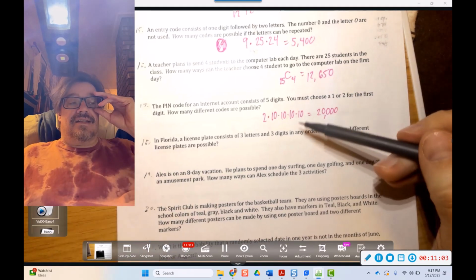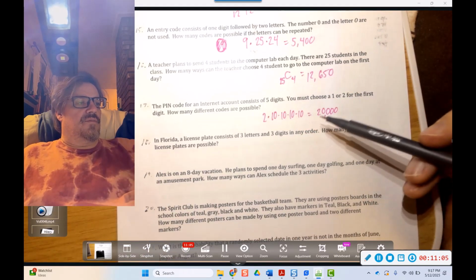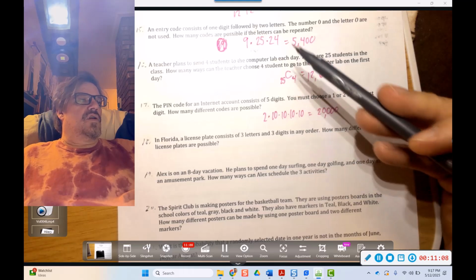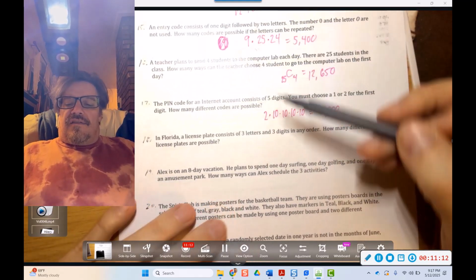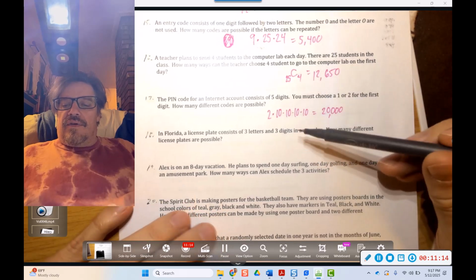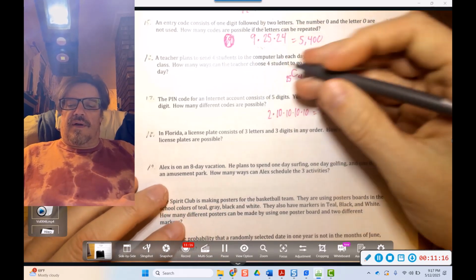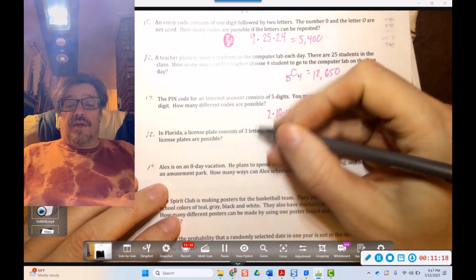So notice that this is the fundamental counting principle type of problem and not a combination or a permutation. A Florida license plate consists of 3 letters and 3 digits. How many different license plates are possible? We did this problem together.